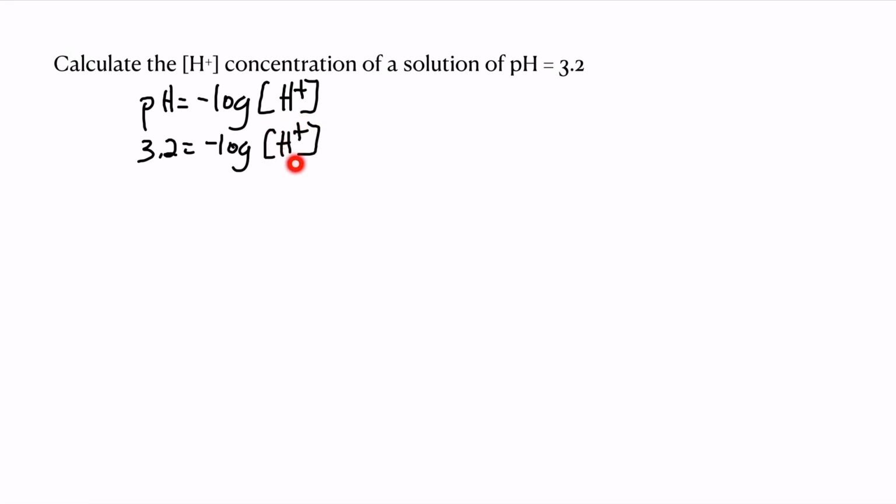Next, our goal is to isolate this by itself. So that means we move the negative sign over first. That will give us negative 3.2 is equal to the log of H plus.